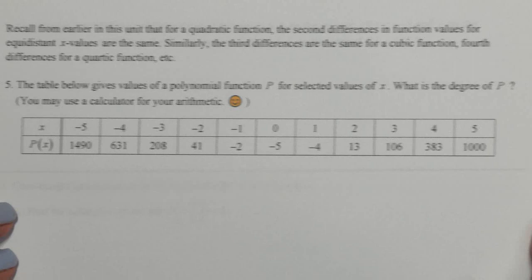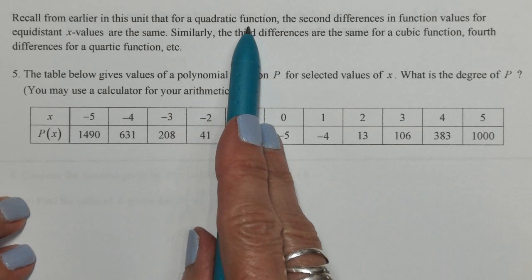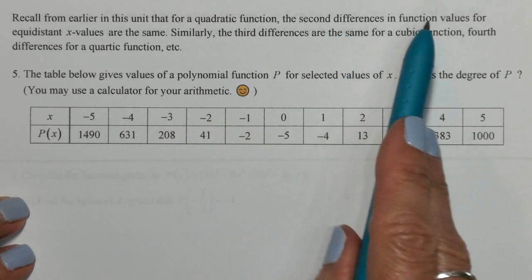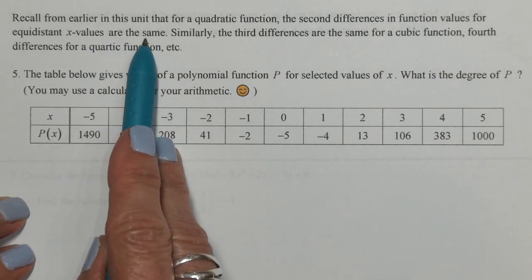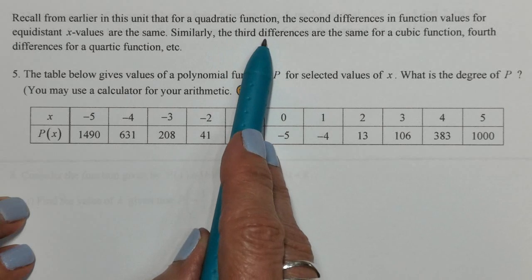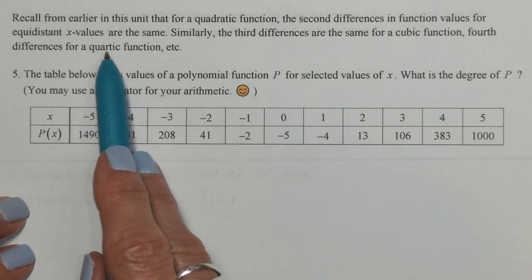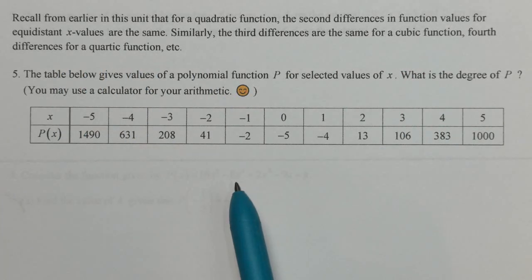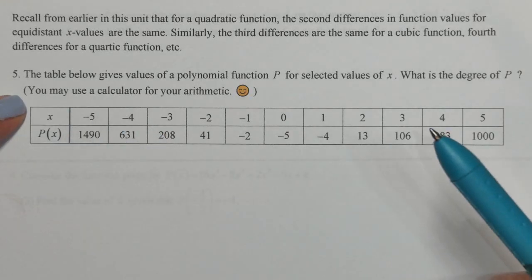Alrighty. Let's take a look at another application. What could you be asked in this unit? Recall from earlier in this unit that for a quadratic function, the second differences in function values for equidistant x values are the same. Do you remember doing that? Similarly, the third differences are the same for a cubic function. Fourth differences are the same for a quartic function, etc. Okay? The table below gives values of some polynomial function p.